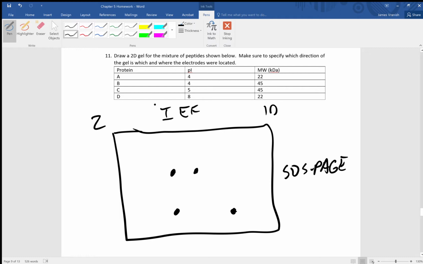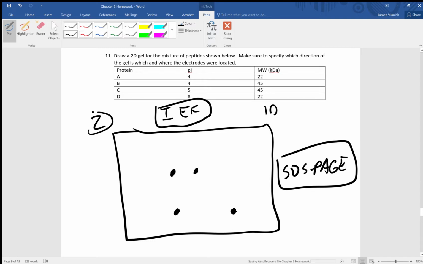All right, so I've drawn the isoelectric focusing gel on the top and our SDS page gel here in the Y direction of this gel. Now I've labeled for the IEF gel, the isoelectric focusing gel, which side has which pH to it. Similarly, with the SDS page, I should probably label it as high molecular weight and low molecular weight. That might help me out a little bit.